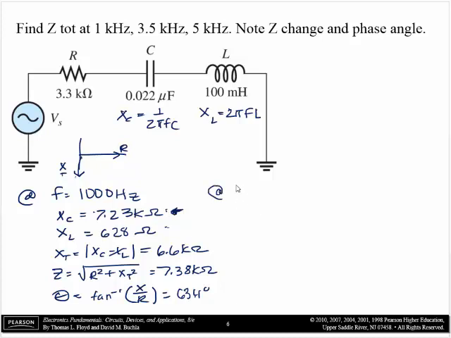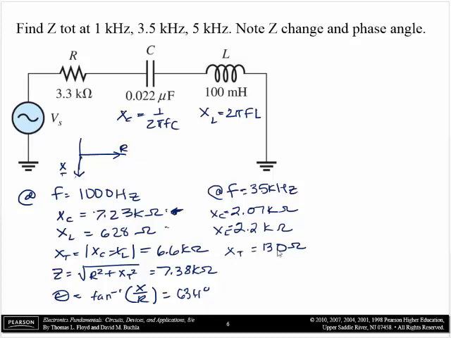I could do all the same calculations at F equals 3.5 kHz, and when I do that, I will find that XC is now 2.07 k ohms, so it became less capacitive, didn't it? And XL is 2.2 k ohms. Oh, so these are getting close to each other, getting close to resonance. And then X total, same formula, will end up being 130 ohms.